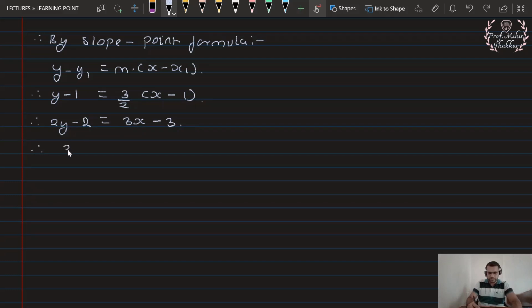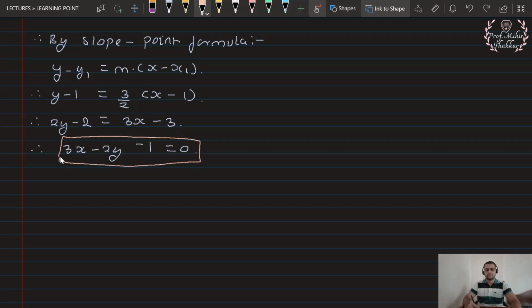Take these both elements on the opposite side. So you will get over here 3x minus 2y minus 3 plus 2 is equal to minus 1 is equal to 0. So guys, that becomes our required equation of the normal.